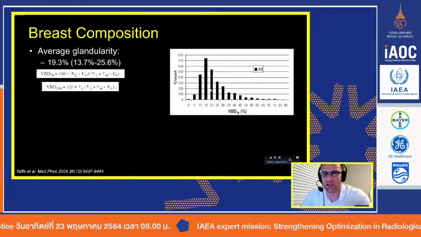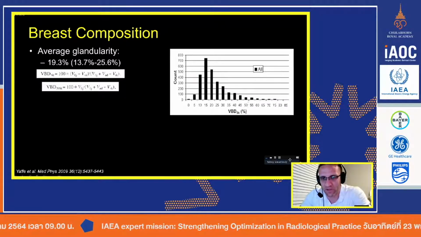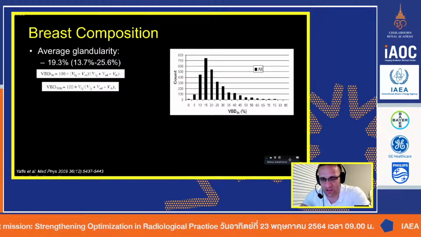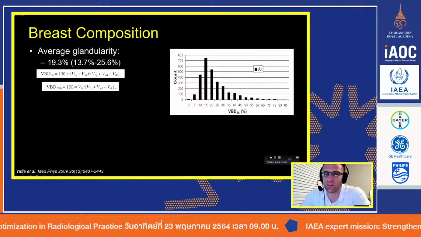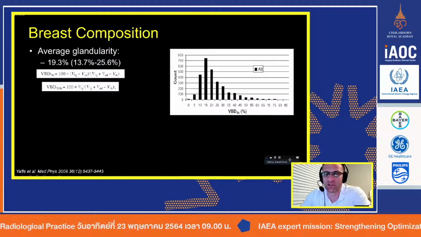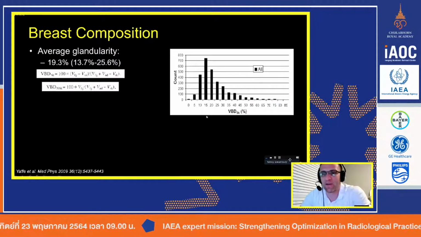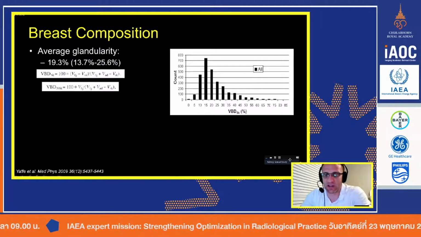So where is the 50-50 breast? If you look over here, 50% glandularity is less than, in this total count, so it's a histogram, probably less than 50 patients out of 2,800 patients. So not very common to find a woman that has 50% glandularity.